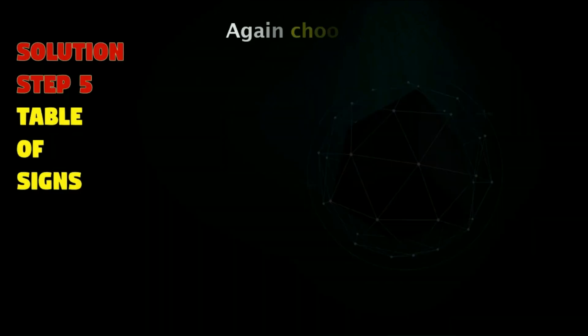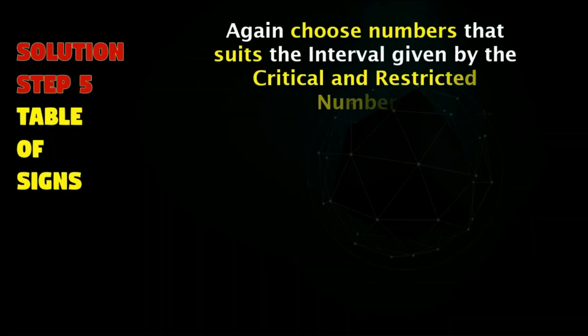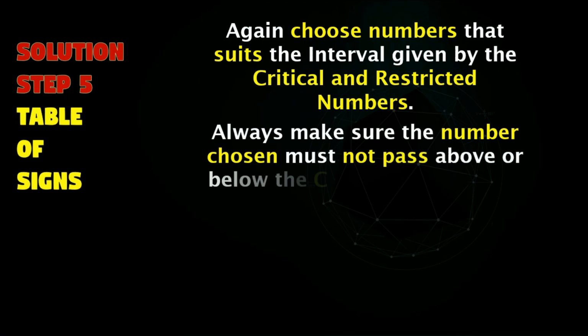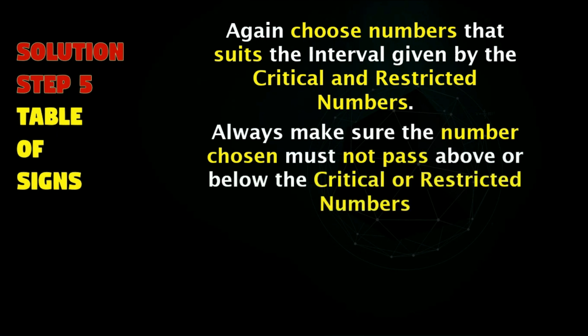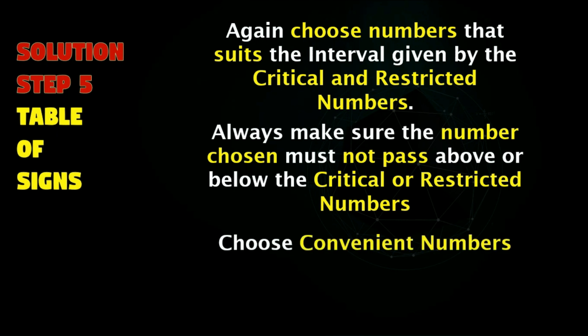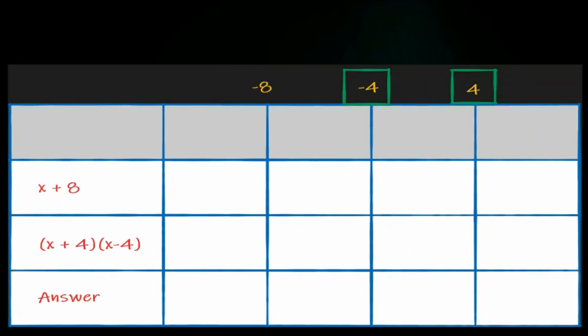You will choose numbers that suit or pwede doon sa mga interval or harang na binigay ng table. Basta isipin lang na hindi pwedeng lumampas sa mga restricted at critical numbers ang mga number na iyong pipiliin. At palagi mong iisipin na ang pipiliin mong number ay yung mga madadali or convenient. On the left of negative 8, pwedeng negative 9. Between negative 8 at negative 4, pwedeng negative 5. Between negative 4 at 4, pwedeng 0. On the right of 4, pwedeng 5.